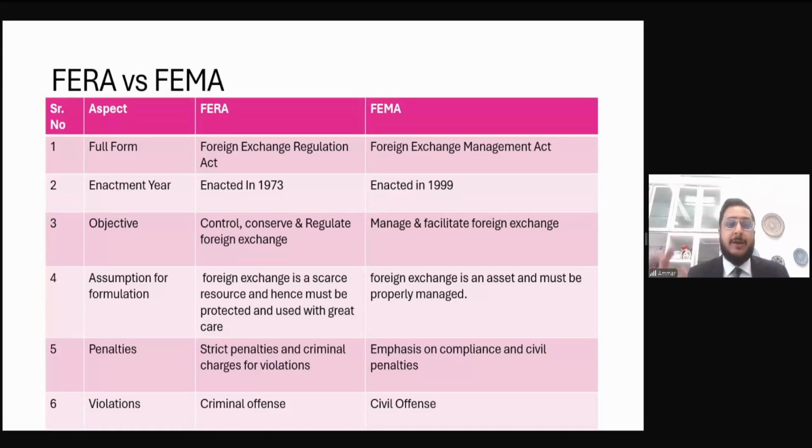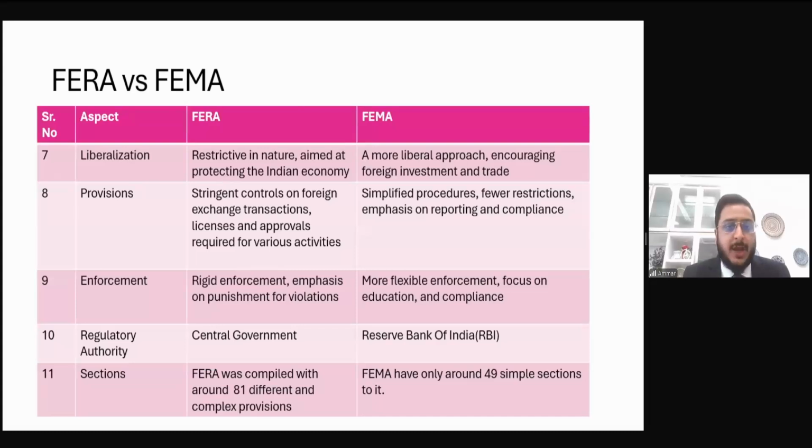Whereas FEMA, the main assumption for formulation is that foreign exchange is an asset and that it must be properly managed. So that is one important thinking and a strategy, which is a big change in the FEMA. In FERA, there were strict penalties, and any violations were criminal violations. Now with FEMA, the emphasis is more on the compliance to be done, and penalties are civil penalties.